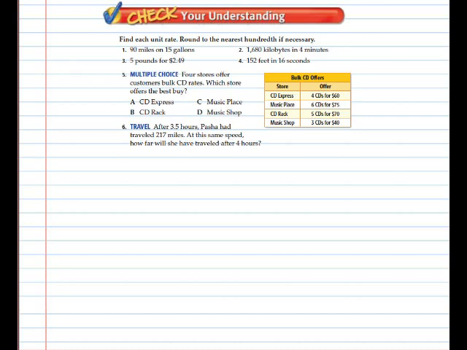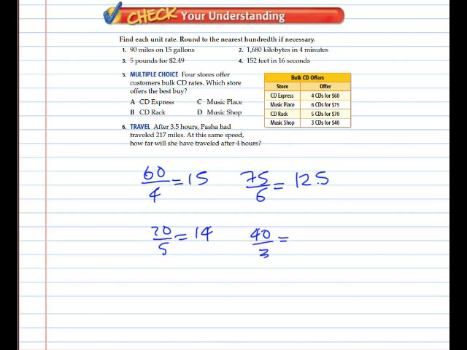4 stores offer customer bulk CD rates. Which store offers the best buy? 60 for 4 is $15. 75 per 6 is 12.5. 70 per 5 gives us 14, and 40 for 3 gives us about 13. So the best buy would be the CD rack at about 12.5.